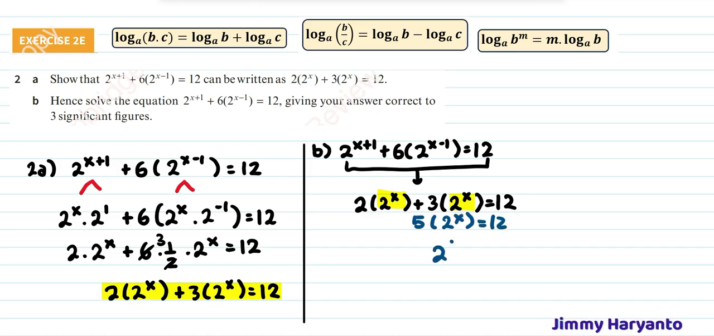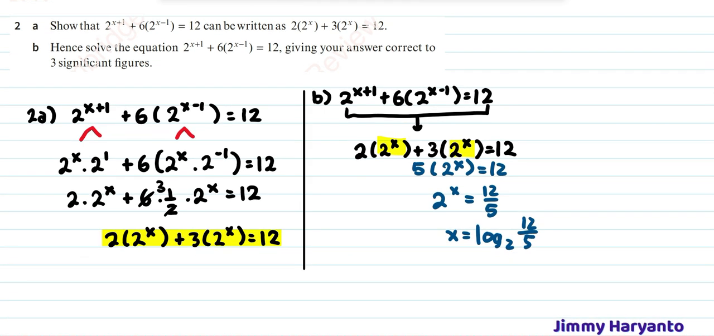And then you move the 5, it will become 12 over 5. And then you move the 2, it will become logarithm base 2 of 12 over 5. 3 significant figures, that means use your calculator. And the answer is 1.26.